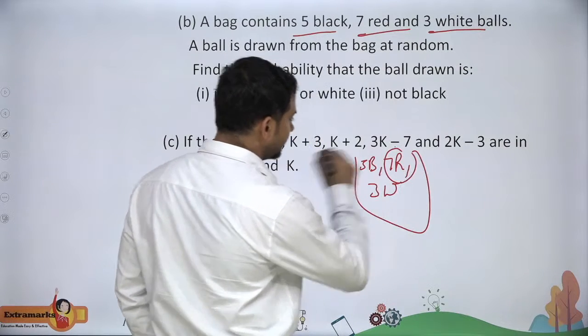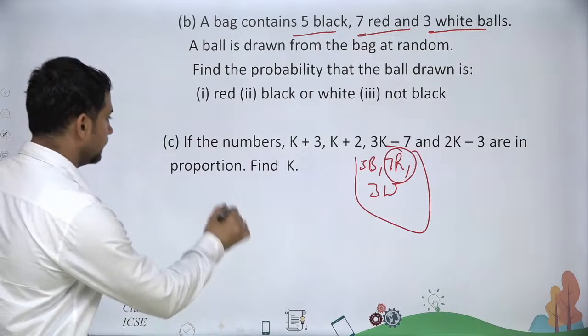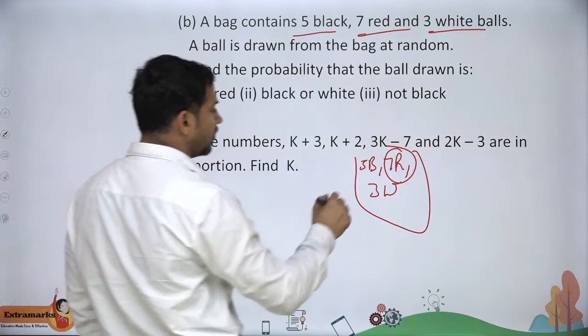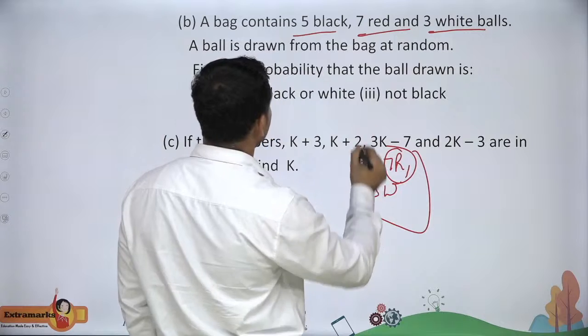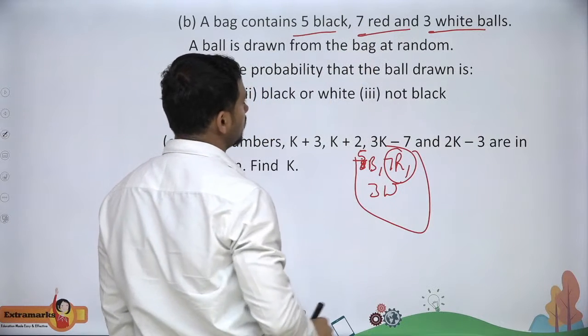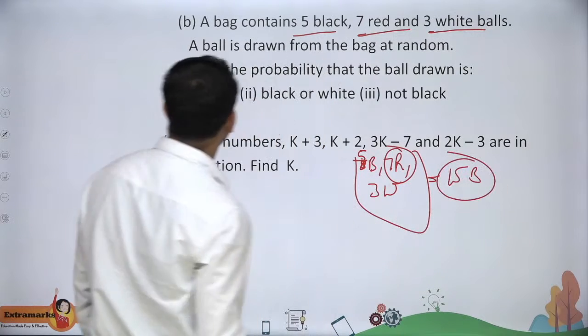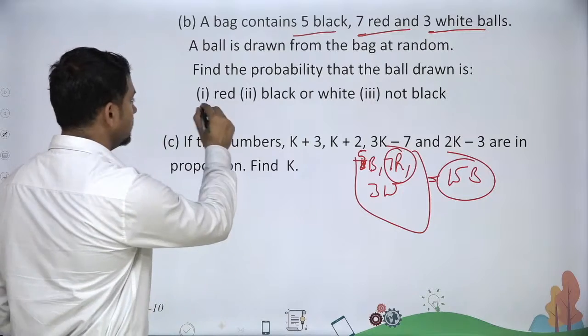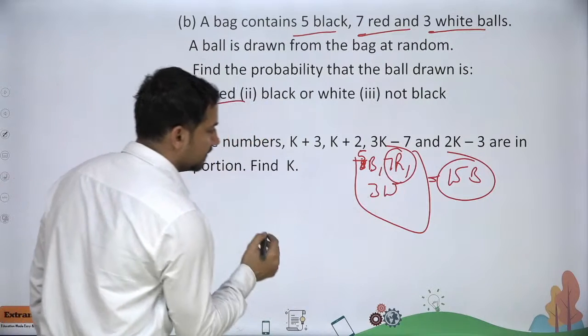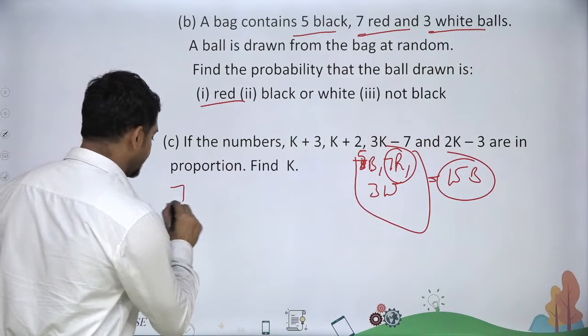We know that there are 7 red balls. And the total number of balls is 7 plus 5, which is 12, plus 3 equals 15. So the total number of balls is 15. What is the probability of getting a red ball? There are 7 red balls, so it is 7 by 15.